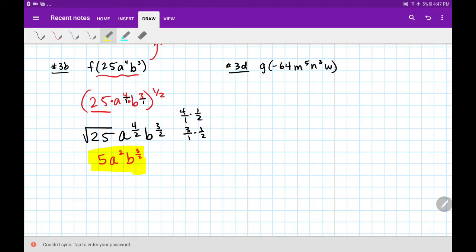So it's not bad at all. My only tip is when you're dealing with a number, don't write it as 25 to the 1/2. Just immediately write the square root of 25, because it's easier for us to think about it in that way.